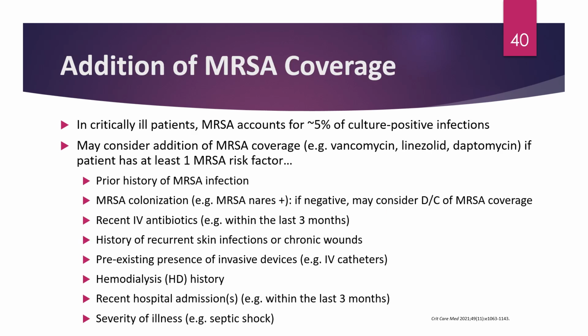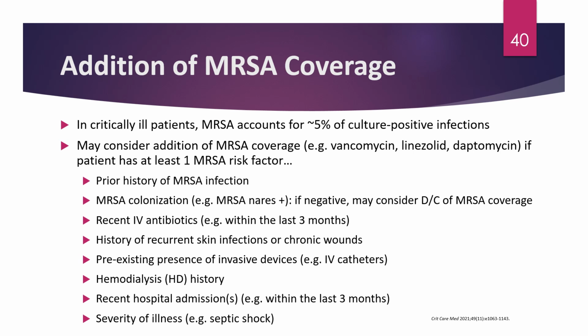Now, in regards to some of these different indications, we saw that some of them had MRSA coverage, but not all of them. But there are going to be some patient-specific factors that we're going to take into account if we want to add on additional MRSA coverage if we are not already covering for MRSA. Usually, MRSA accounts for about 5% of culture-positive infections in the critically ill patient population.